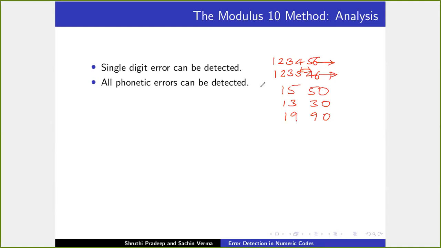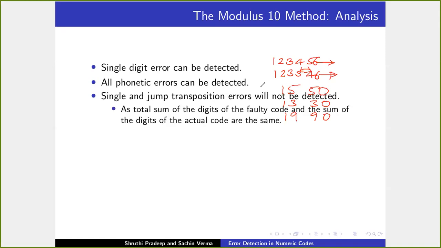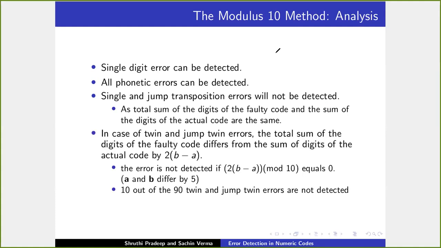One problem, we won't be able to detect this single transposition. Also we won't be able to find out the jump transposition that is mentioned. Even the argument for jump transposition will be the same, that it is only the positional change, but the addition will remain the same.